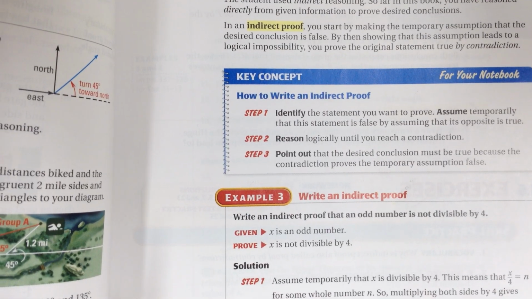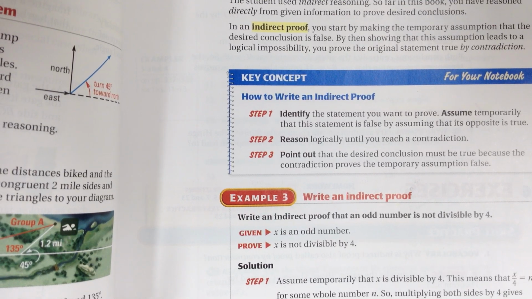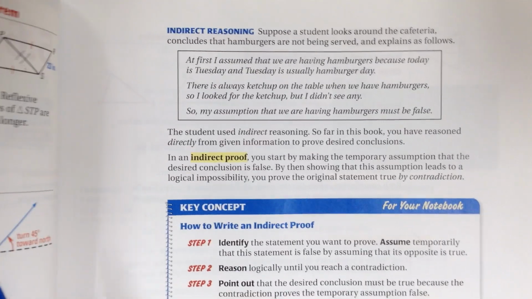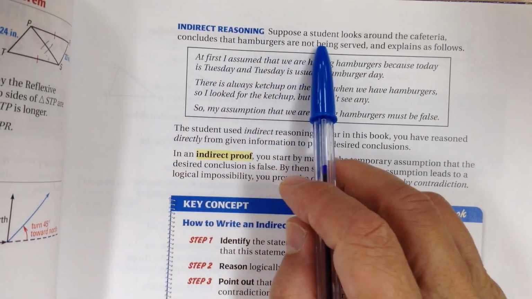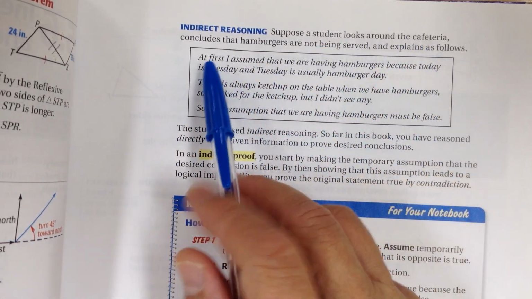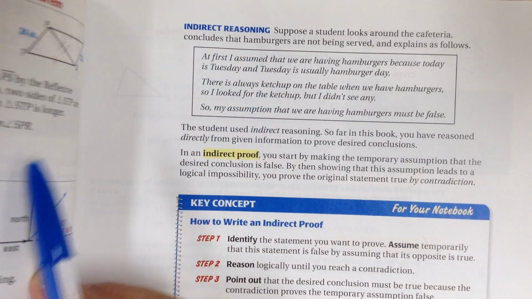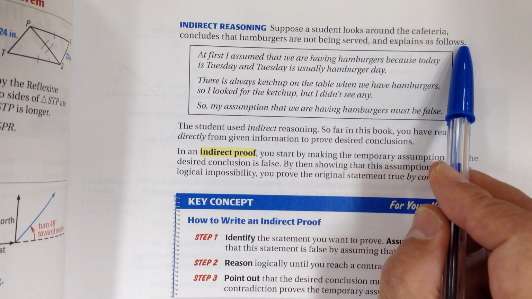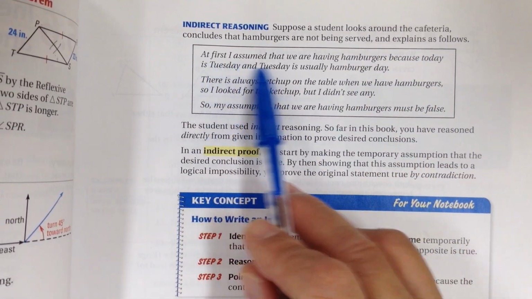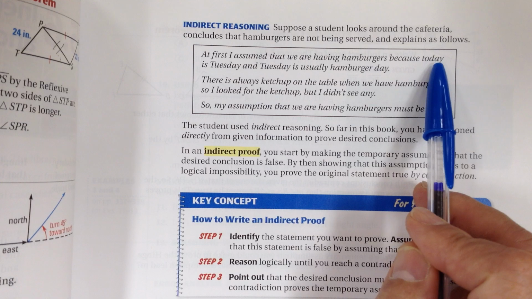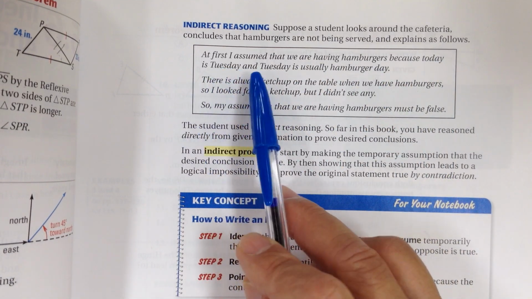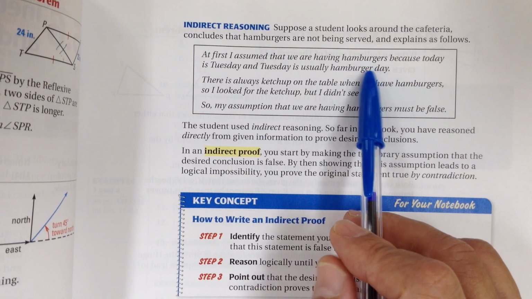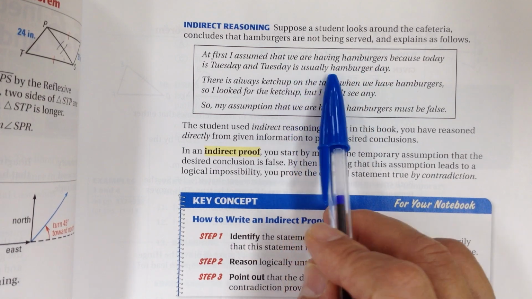Now let's go to page 337. Indirect reasoning. Suppose a student looks around the cafeteria, concludes that hamburgers are not being served, and explains as follows. At first, I assume that we are having hamburgers because today is Tuesday, and Tuesday is usually hamburger day. Now you have to be careful. Again, it's usually, right?